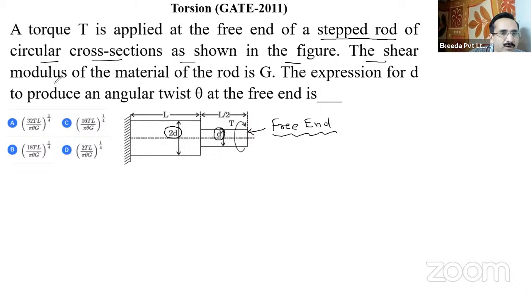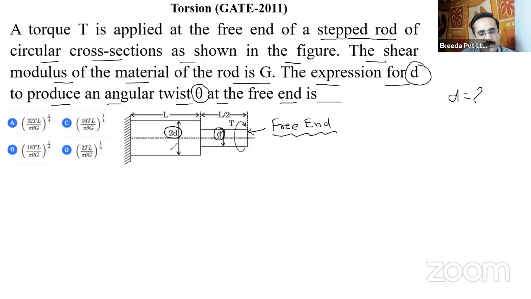The shear modulus of the material of the rod is given to us as G. We have to find out the expression for D, the value of D, to produce an angular twist theta at the free end. Theta is given to us. Angle of twist is given to us, theta, right? And the options are given to us.